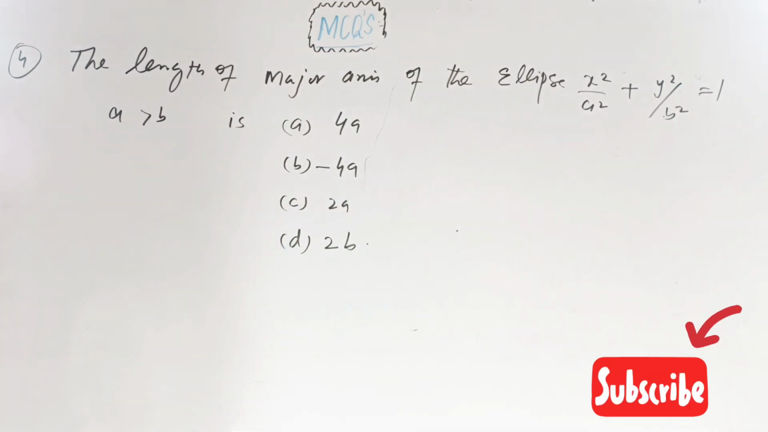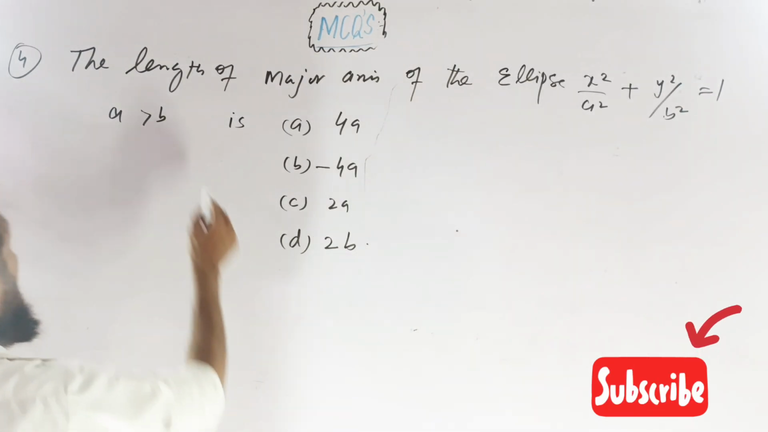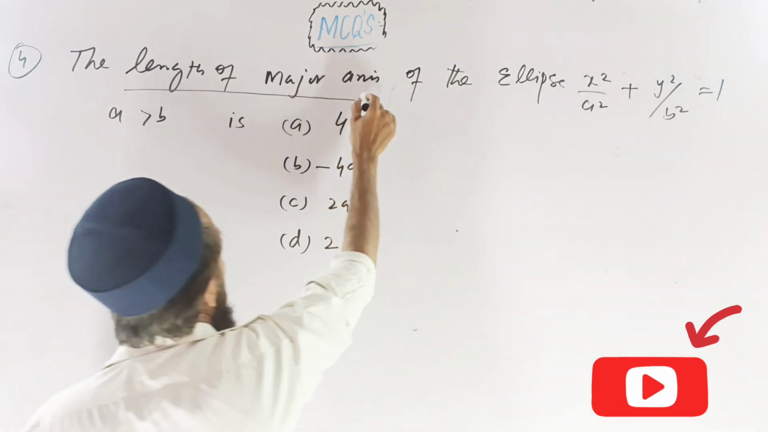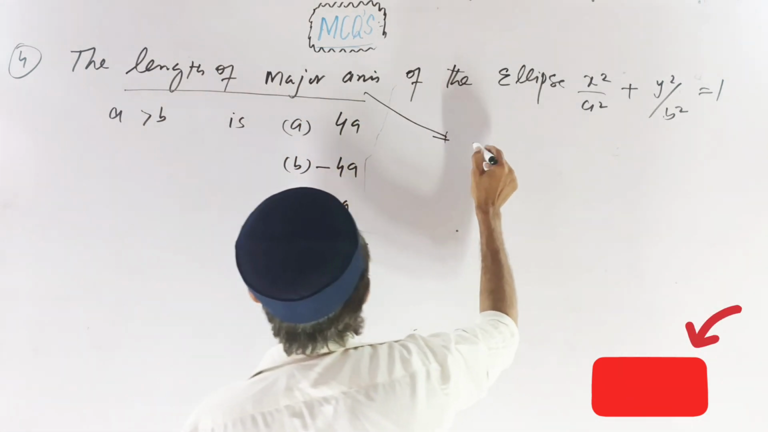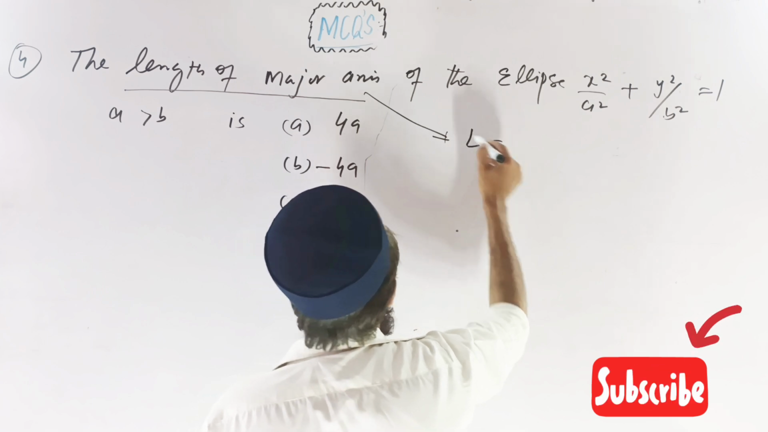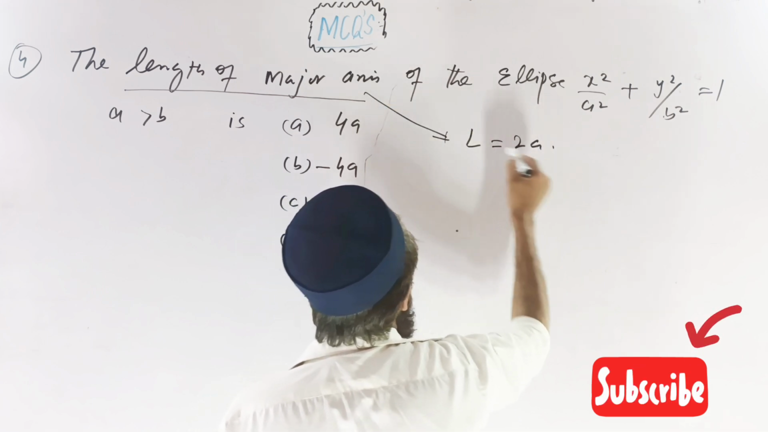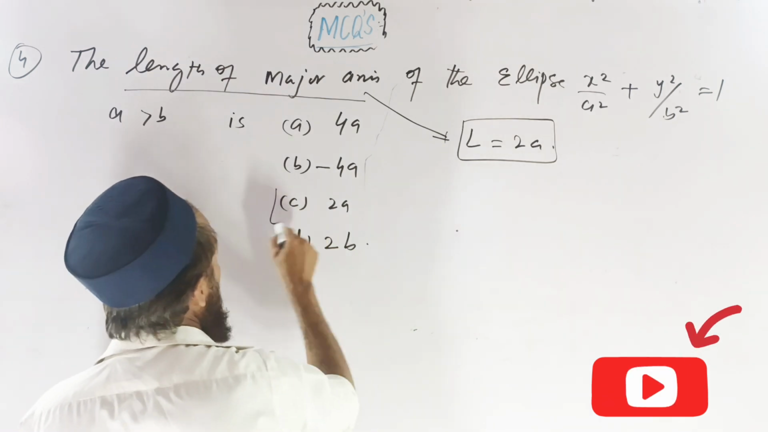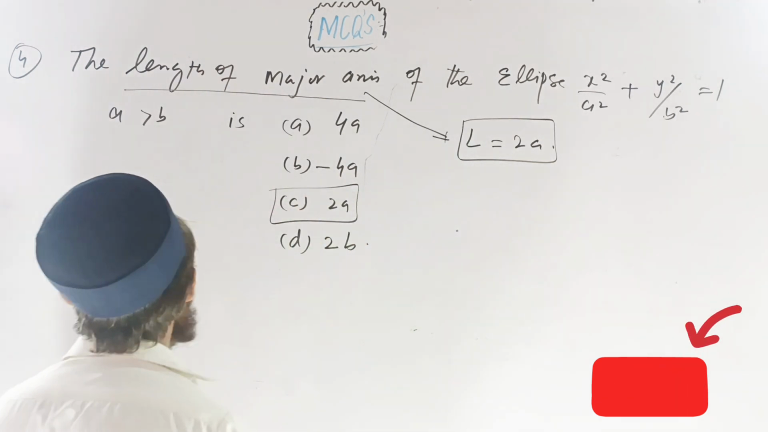A is greater than b. So the length of major axis we have already discussed. The length of the major axis will be 2a. So a is greater than b, so the correct option is here C.